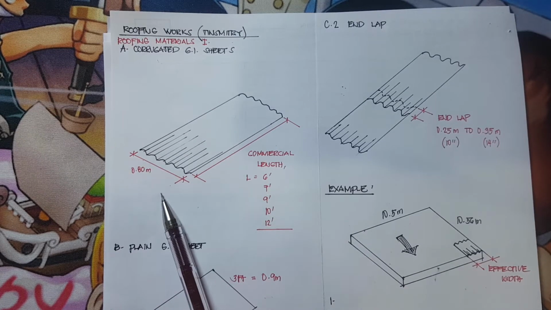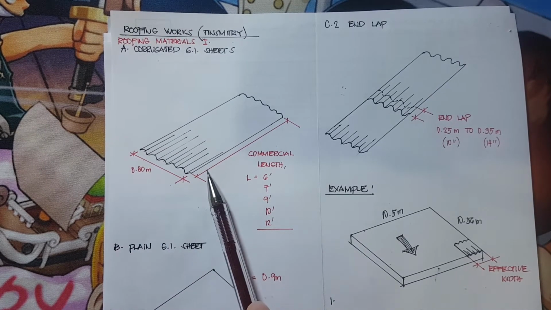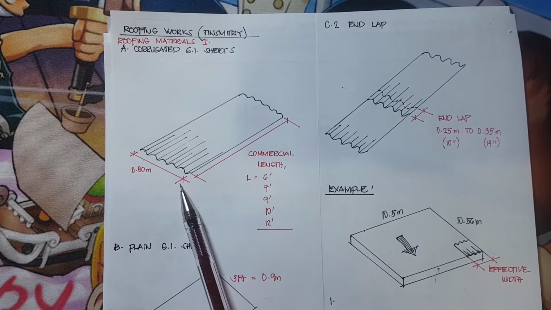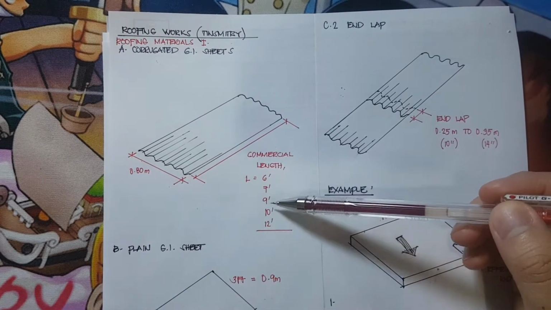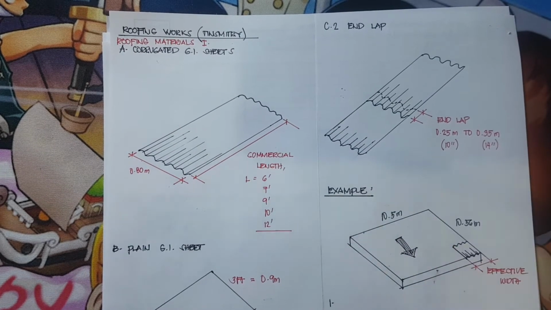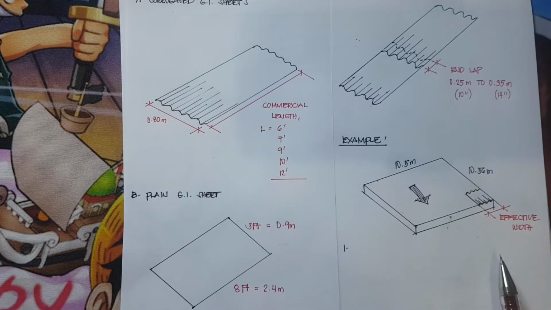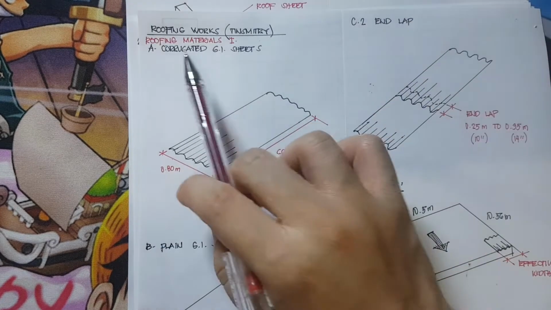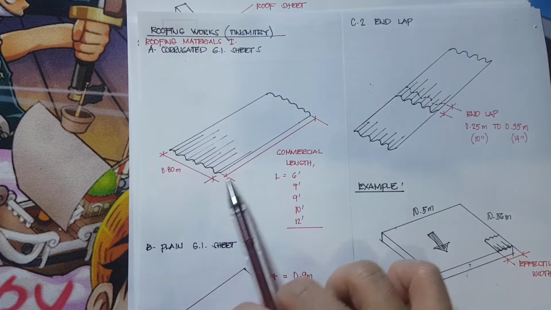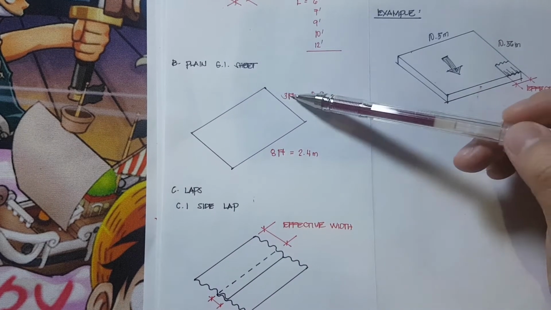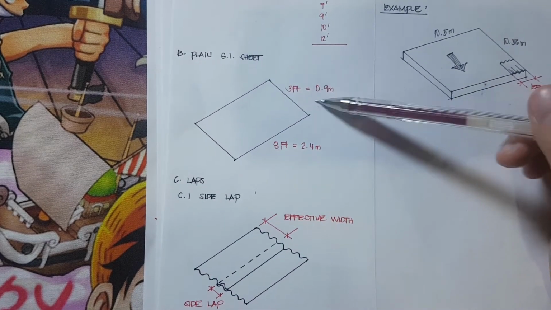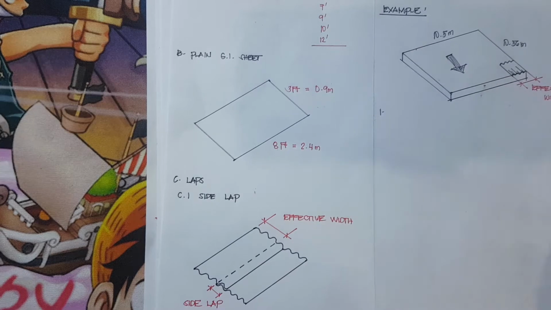We have a commercial width of 0.8 meters, and commercial lengths of 6 feet, 7 feet, 9 feet, 10 feet, and 12 feet. If you do not want the corrugated, or yung umaalon na yero, you can simply use the plain GI sheet. The plain GI sheet is 3 feet by 8 feet, or simply 0.9 meters by 2.4 meters.